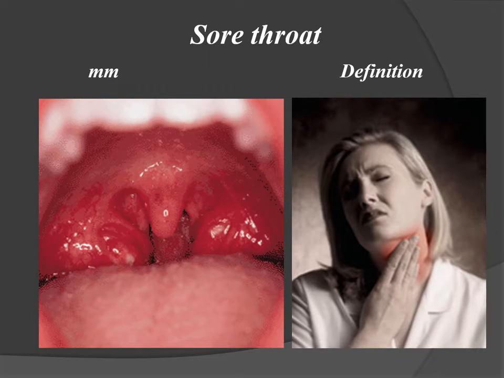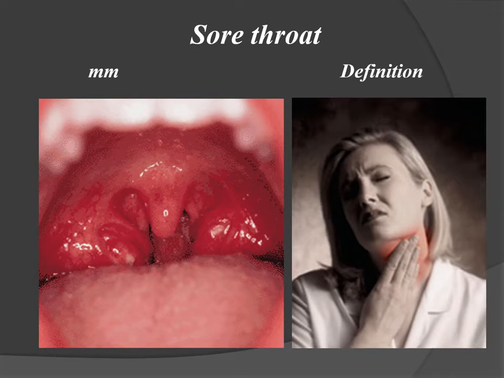The anterior aspect of the neck contains different organs, including the larynx, pharynx, thyroid, and lymph nodes. So any lesion at the anterior aspect of the neck, any inflammatory lesion, will produce sore throat.